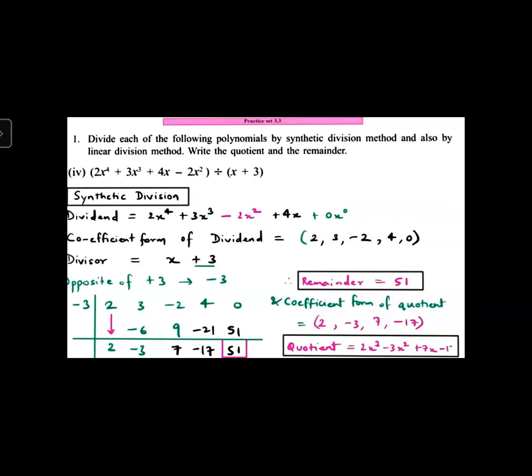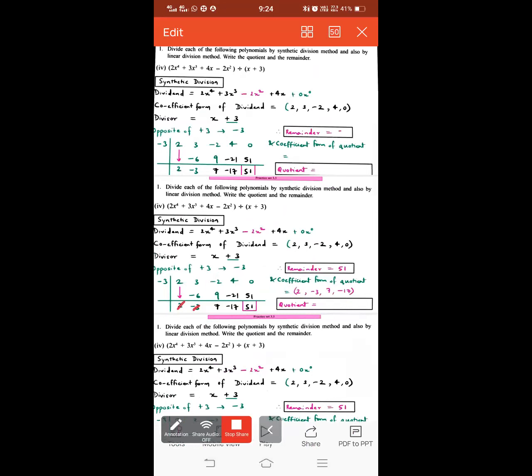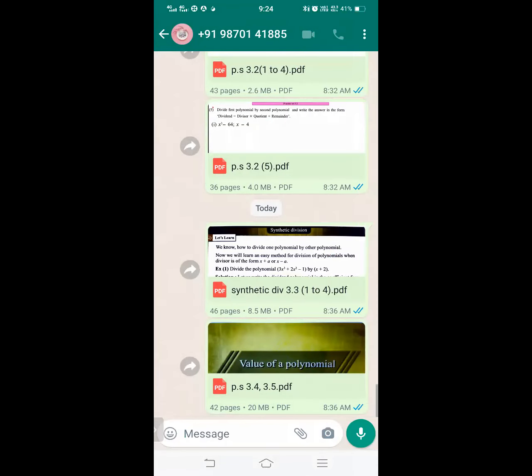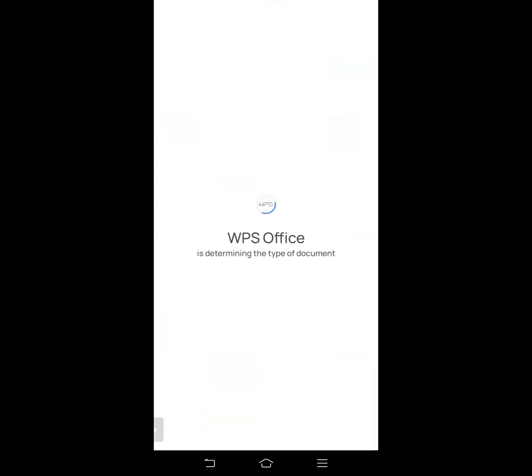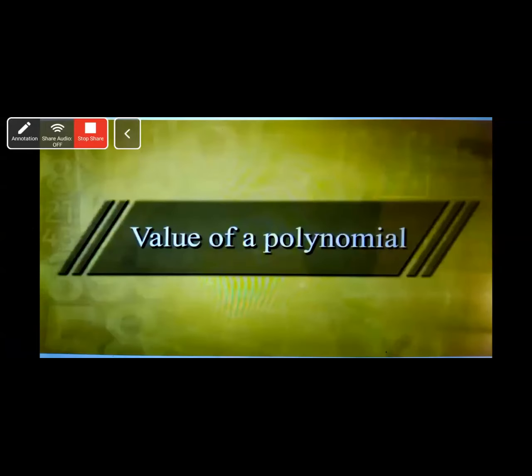As I have told you, questions number 5 and 6 are reduced from your portion. So we are done with practice set 3.3, synthetic division. I hope you all have understood. Our next topic is on page number 46. You can see we'll solve some solved examples also. We are moving towards the value of the polynomial.